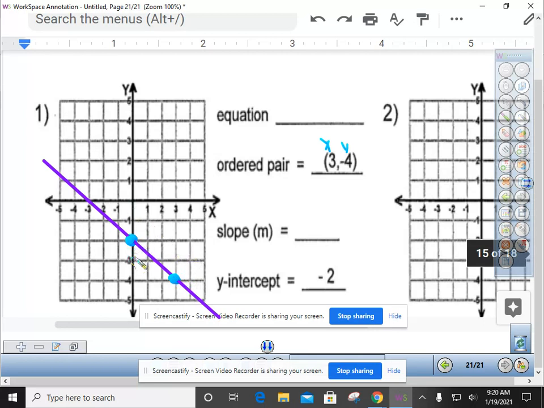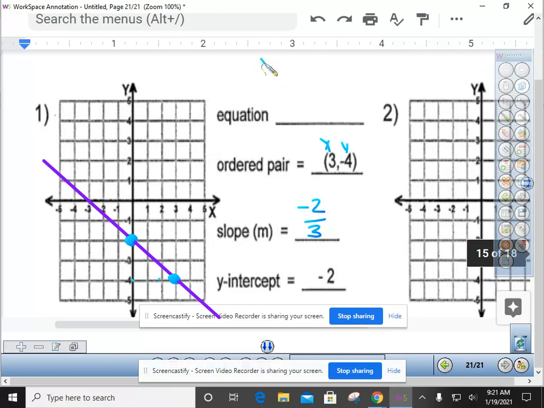So which way am I going to go first? Down. How many? 1, 2, and then I'm going to run 3. So I have -2 over 3. Is that lowest form? Yes.